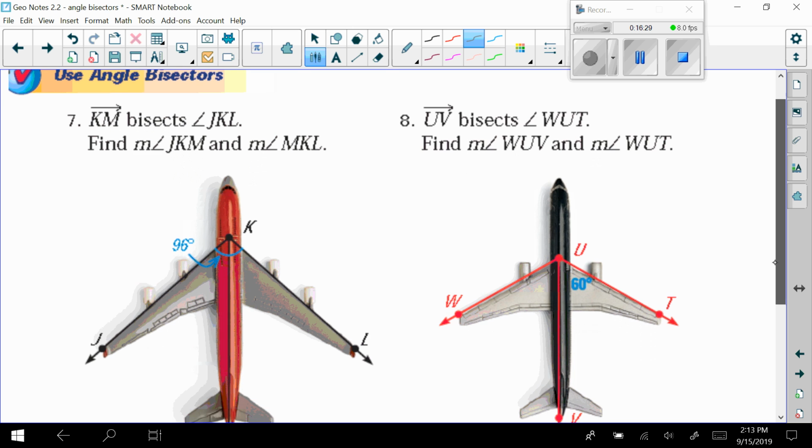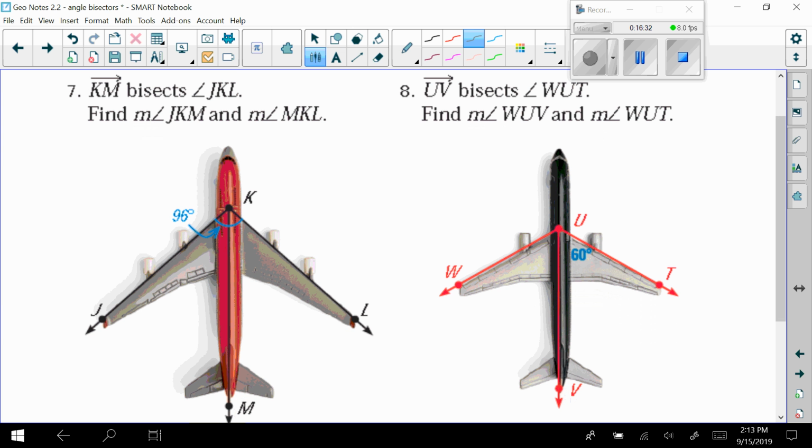Okay, so for this first one, ray KM, oh, I see it coming straight down the tail of the plane. Ray KM bisects angle JKL. So JKL is this angle, the big outside angle, and then the ray bisected it going this way, right? And then we're also given this little bit of information. You'll see this arc goes all the way across. So this 96, you can tell this little angle right here isn't 96 by itself because that's an acute angle. But the whole thing all the way across is 96, okay?